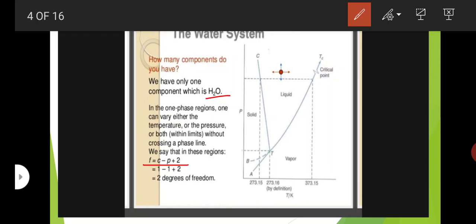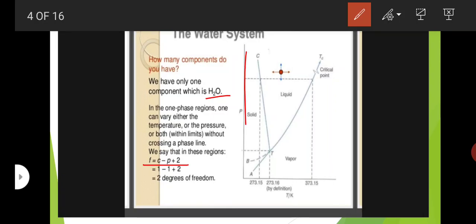In this we are calculating the number of degrees of freedom value along with lines, without crossing a phase line. Here phase also 1, so 1 minus 1 plus 2 is equal to 0 plus 2, meaning here degrees of freedom value is 2. Here we have to see the diagram also.